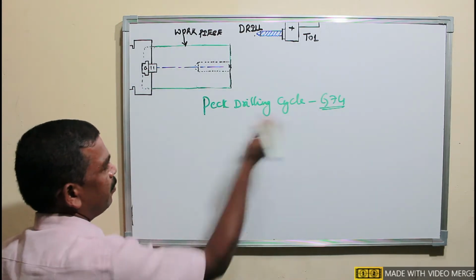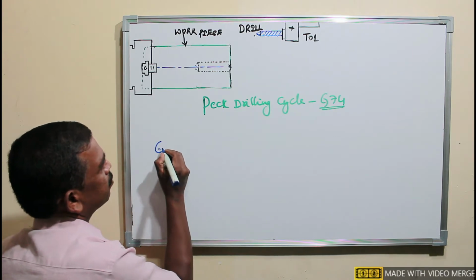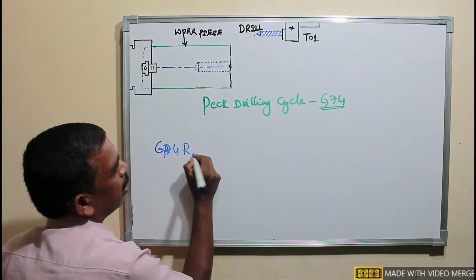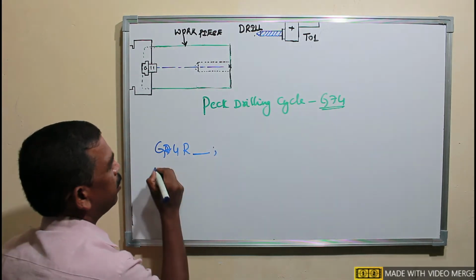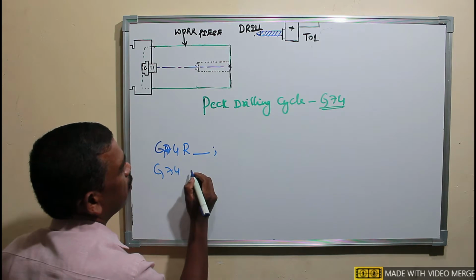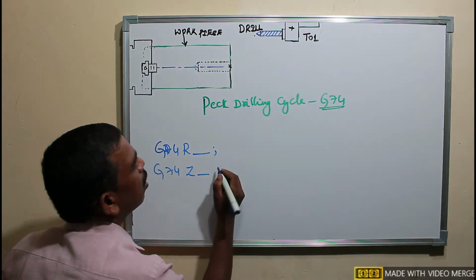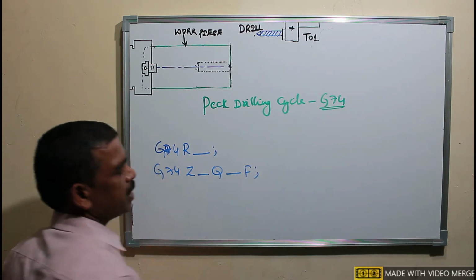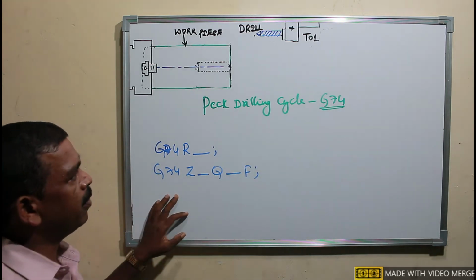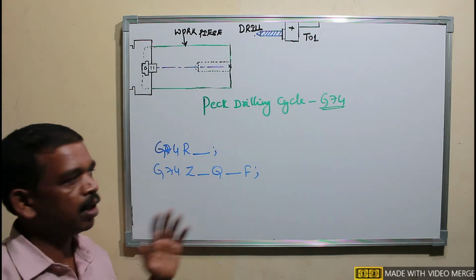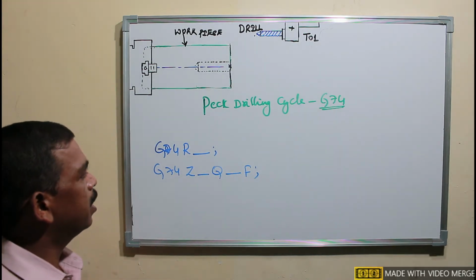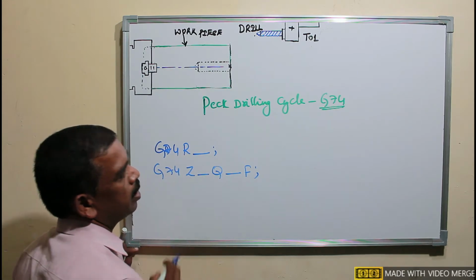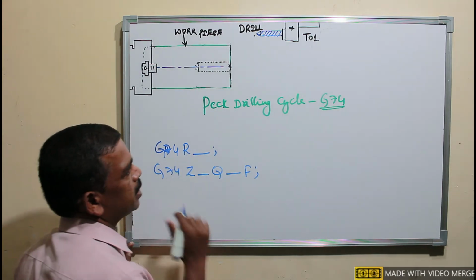The format for this G74 is G74 R, a retract value, and then G74 Z, Q and feed. So this is the programming format for writing this peck drilling cycle for our CNC turning center. So what is the meaning of this R, Z, Q and F? Let me explain regarding this.